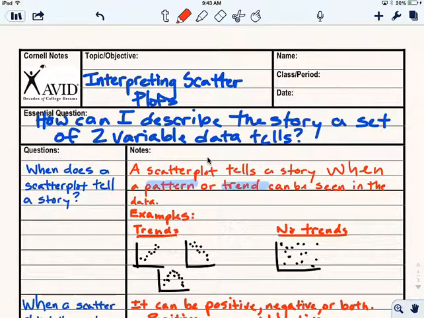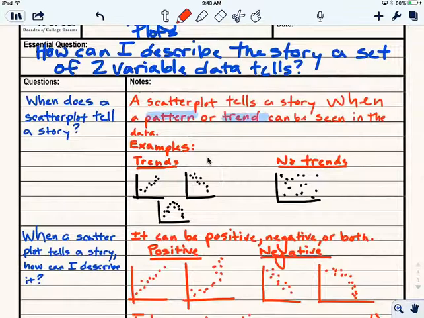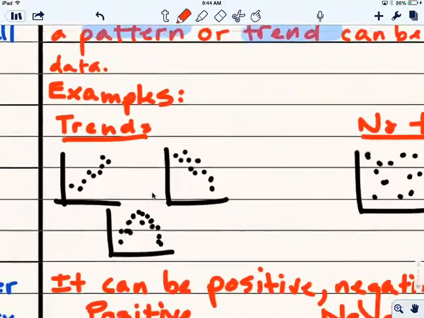So the first sub-question we're going to look at is, when does a scatter plot tell a story? Because some scatter plots tell a story, some don't. The most important way that you can tell is a scatter plot tells a story when you can find a pattern or a trend in the data. A scatter plot tells a story when a pattern or a trend can be seen in the data. I've got a few examples here. Pause at any time if you need to catch up with the writing, because I'm just going to speak through this, and you can pause if you need to or rewind.